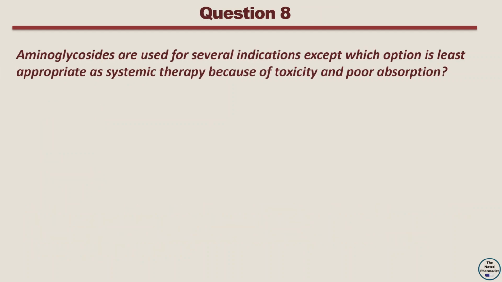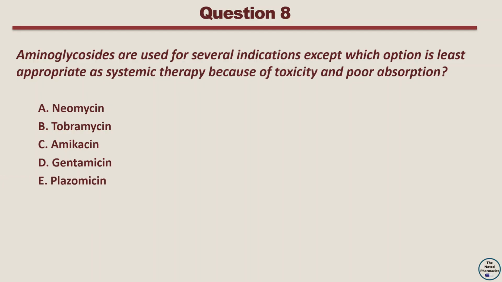Question 8. Aminoglycosides are used for several indications except which option is least appropriate as systemic therapy because of toxicity and poor absorption? Option A, neomycin. Option B, tobramycin. Option C, amikacin. Option D, gentamicin. Option E, plazomicin.